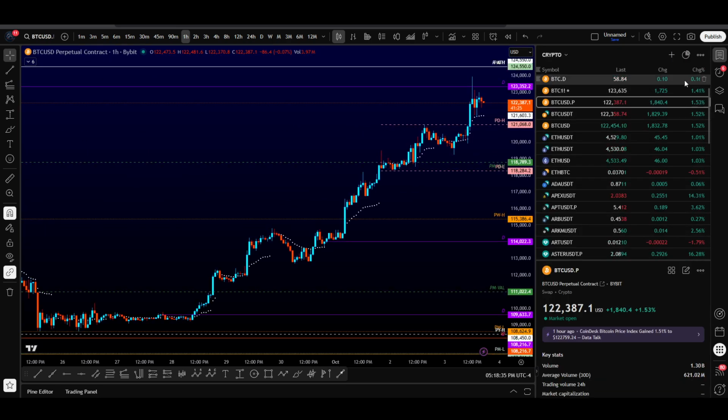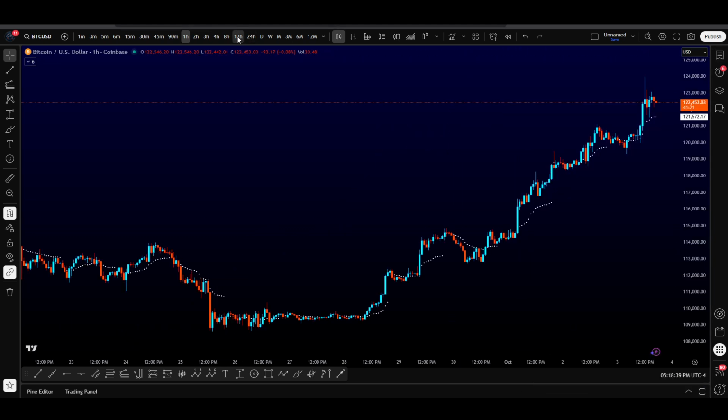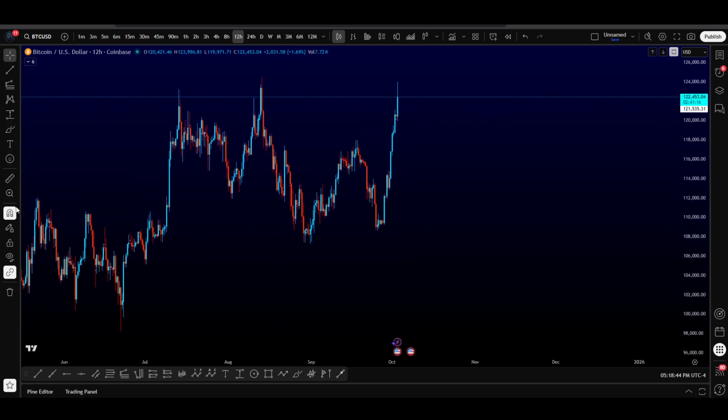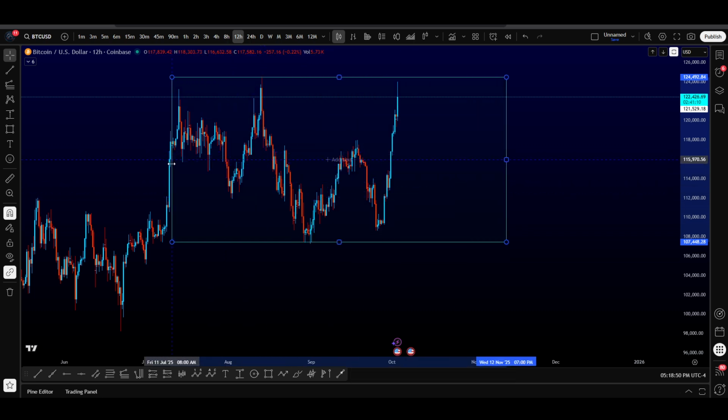Bitcoin is, once again, absolutely ripping. Let's go to this one. It's a lot cleaner. Nothing's really stopping it right now, as you can see. Clearly just in a league of its own, right?